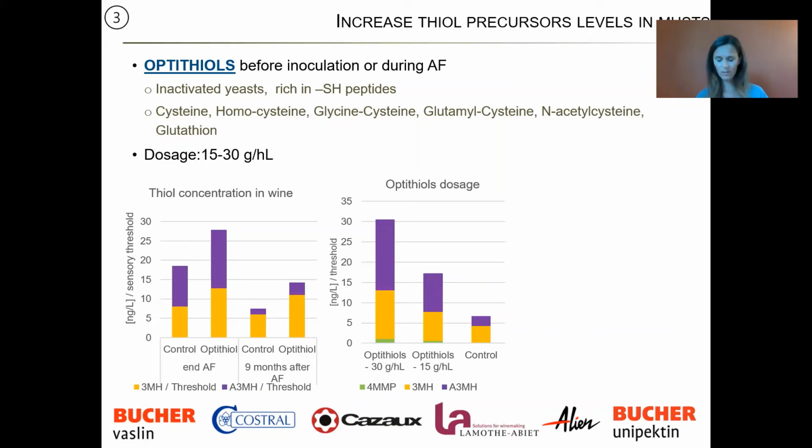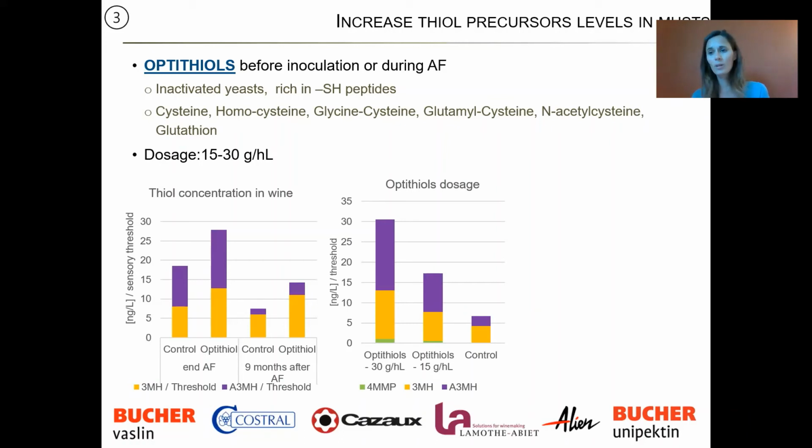Then one question comes very often: what about reduction? Because thiolic compounds, as they are sulfur peptides, can also be mercaptans, which are bad thiolic compounds responsible for reduction. This could happen, so you have to be extremely careful when you are boosting the thiols, because if you get too reductive, you could become a bit reduced. But also Optithiol is not going to be responsible for reductive character.